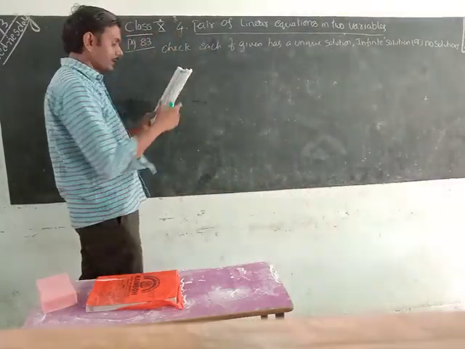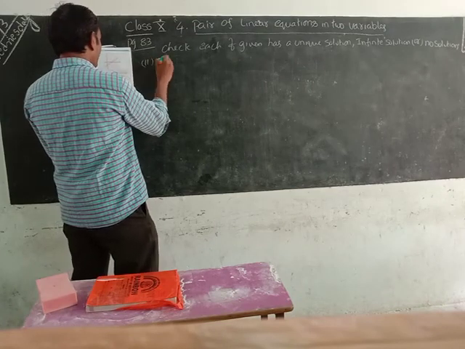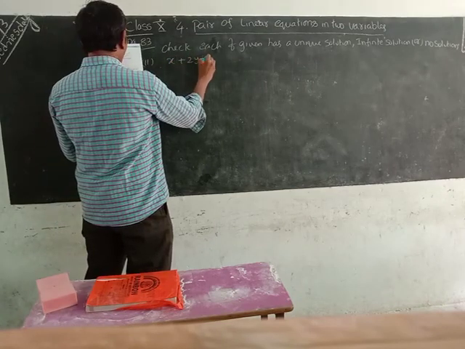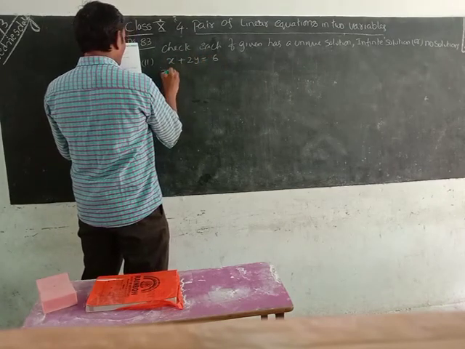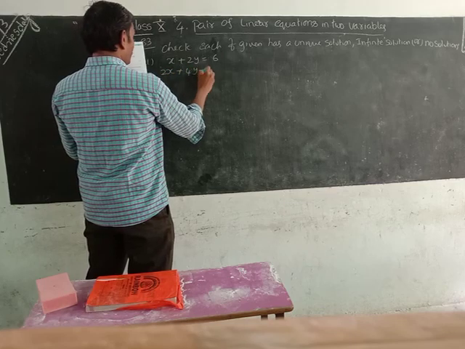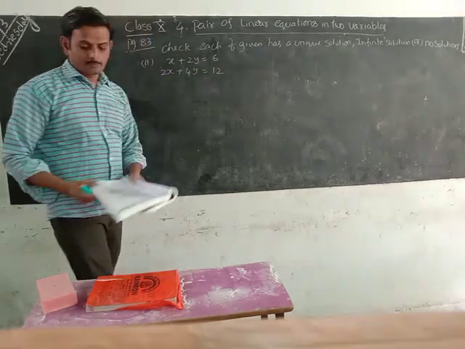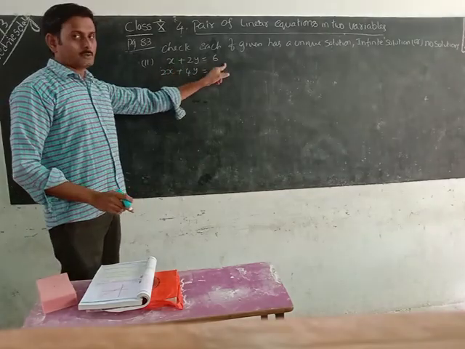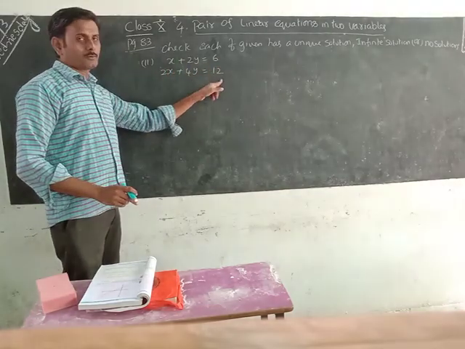In pair ready second Roman. What is second Roman here? x plus 2y equal to 6, 2x plus 4y equal to 12. Okay, these are given: x plus 2y equal to 6, 2x plus 4y equal to 12.